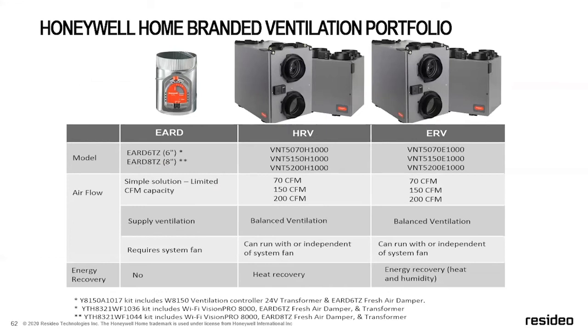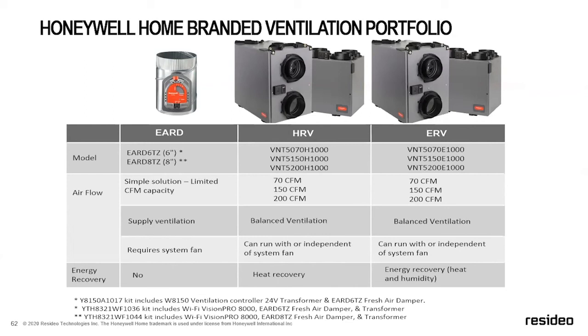HRVs, they're going to be a balanced ventilation option. It can run independently, or you could duct it into the system, and it's going to do heat recovery. So think just temperature. And then we have ERVs, which will be balanced, could be independent or run with the system. Not only is it just doing heat recovery, but it's also doing humidity recovery. So the best bet would be an ERV. 3 different sizes for the HRVs and ERVs. We have a 70 CFM, 150 CFM, and 200 CFM.